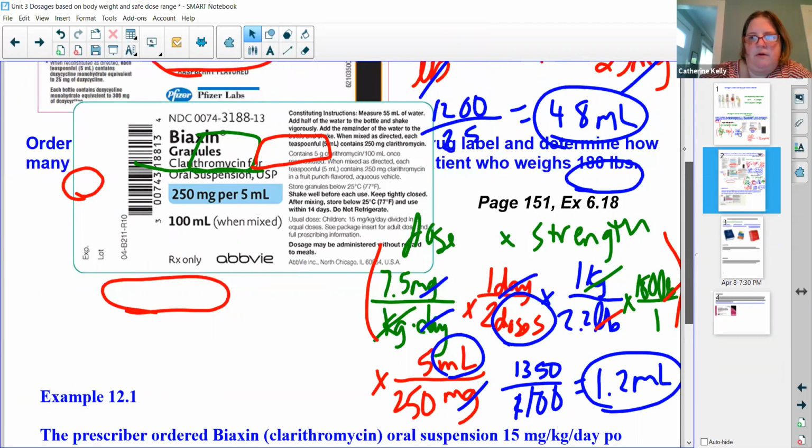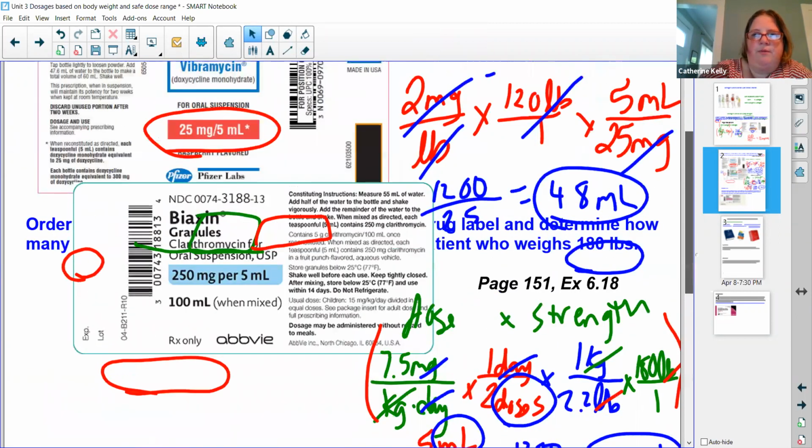I don't know what happened there. Oh, I threw up the label there.